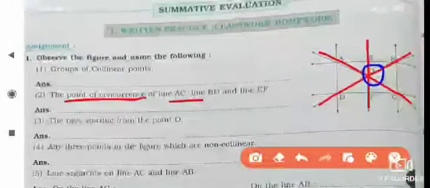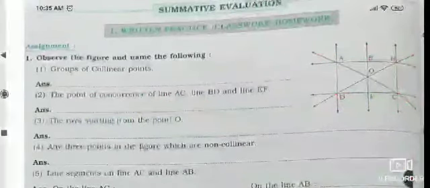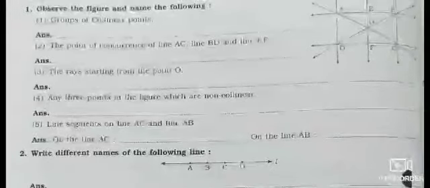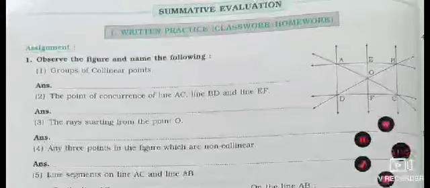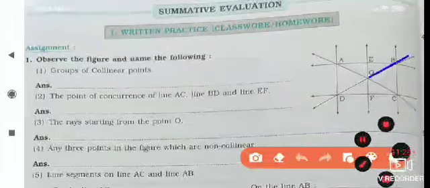So here what we have, what is its answer? Point O is its answer. Okay. Next question, the rays starting from O, which rays are there? They are starting from O. Ray BO, then ray OC.